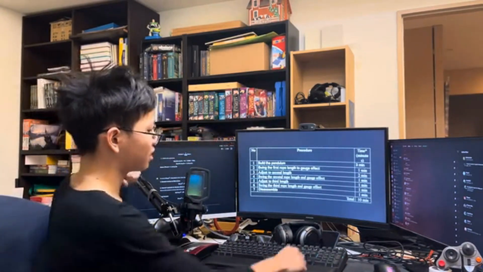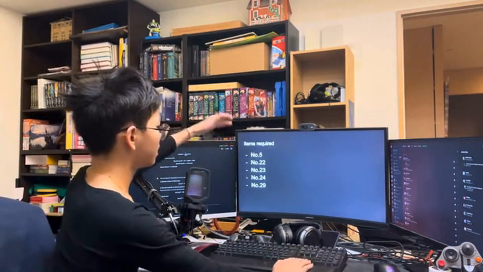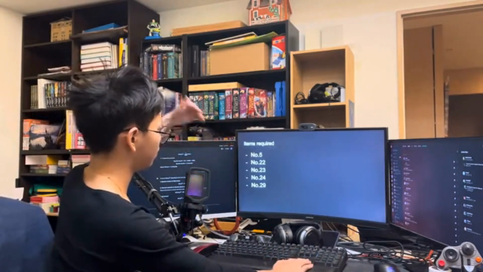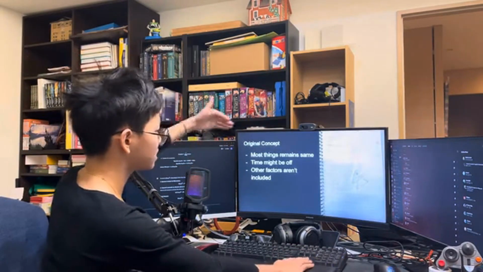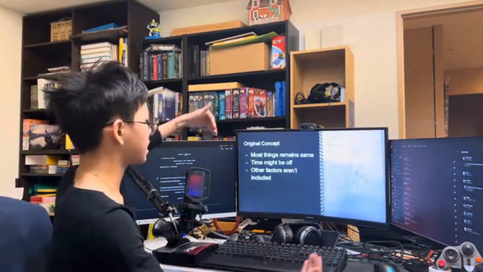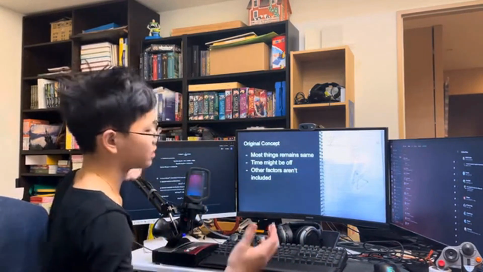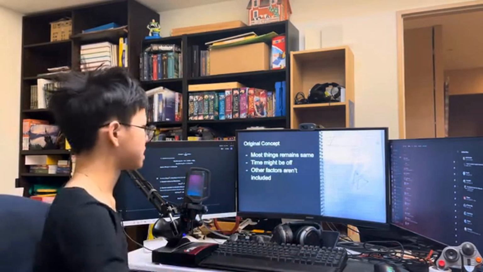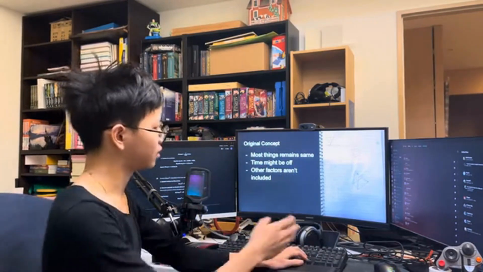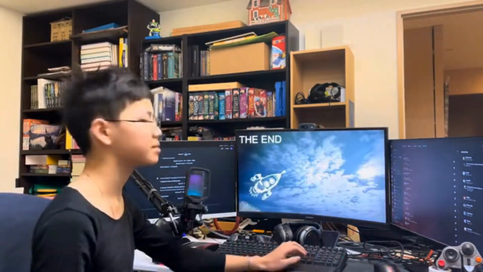This is our procedure. Items required: Node 5, Node 22, Node 23, Node 24, and Node 29. This is our original concept. Most things remain the same. The amount of time might be off since we added two factors in, and some other factors aren't included in this photo, but this is our original concept, and this is it.